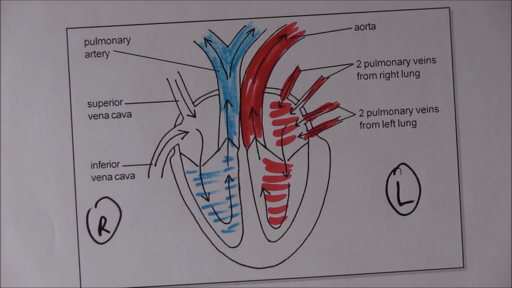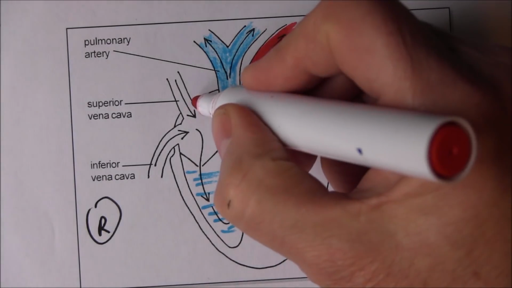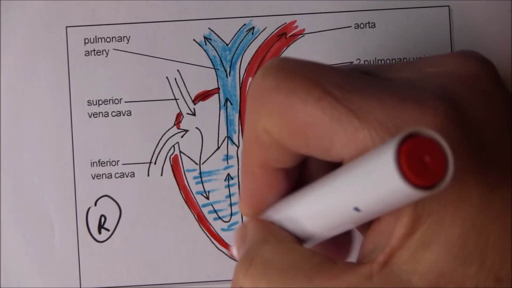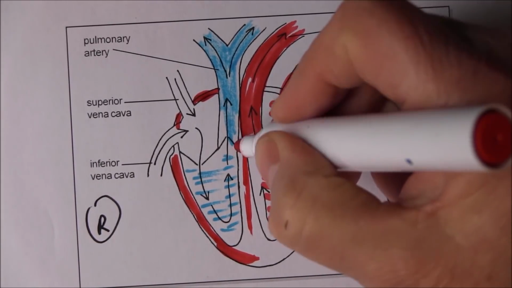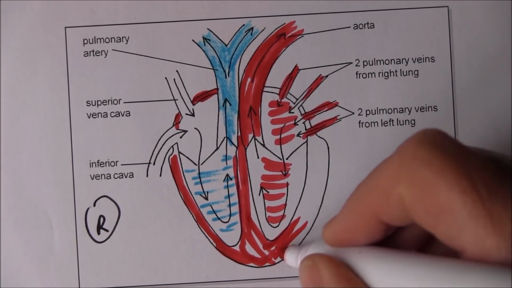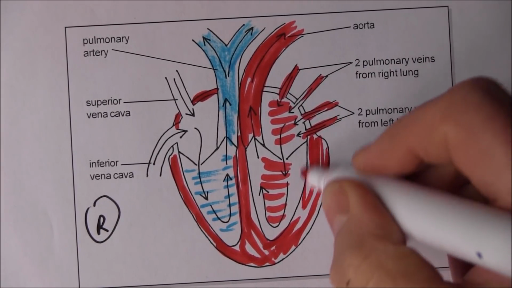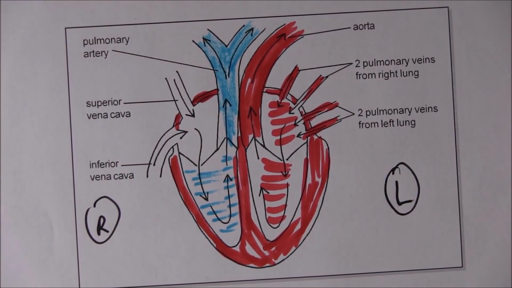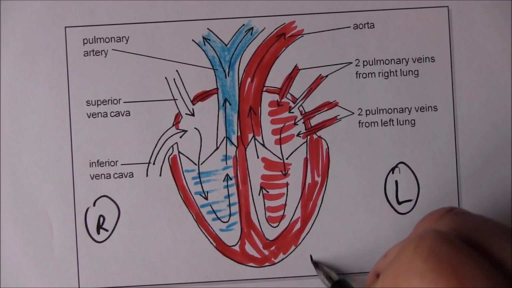Now, round about here, all this here, the muscular wall of the heart, do you know what that's called from other places? That whole muscle, big muscle in the wall of the heart. You might have come across that. That's called the myocardium.